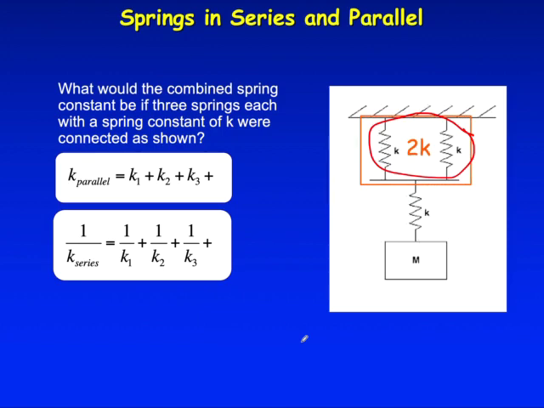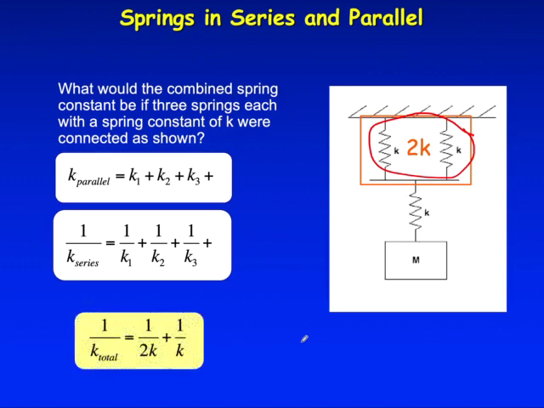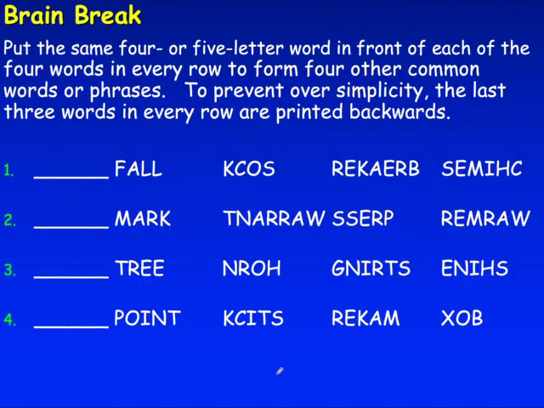Those two in parallel is equal to 2k. And then you put that in series with this spring down here. And remember, when you've got it in series, you do this. And I don't know if I solved this or not. Oh, I didn't. How would you solve it? You would do common denominators, 2 times 2 over k. So my spring constant in this case would be 2k over 3, or 2/3 of the spring constant of one of them. Hopefully that makes sense.